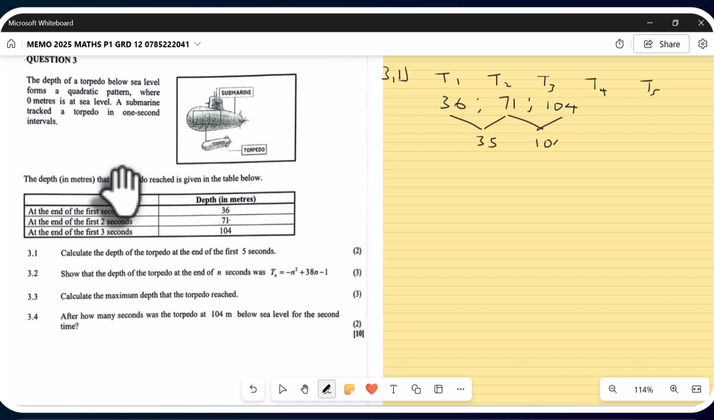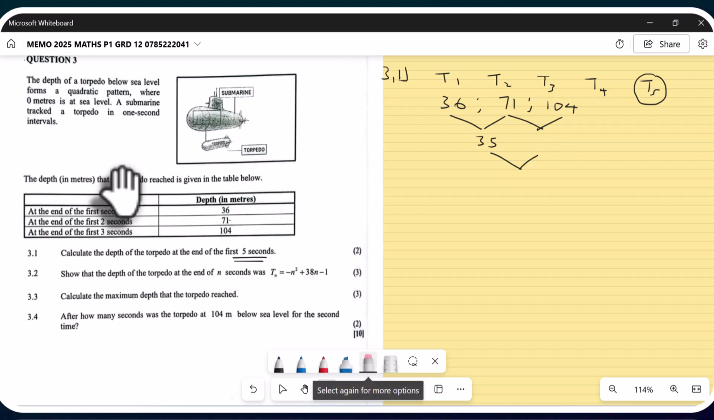And being quadratic, we need to find a second constant difference, because they say calculate the depth of the torpedo at the end of the 5 seconds. So I'm looking for this T5. Now, I beg your pardon here. If I say 104 minus 71, what do I get? I'm getting 33. And then now 33 minus 35 is -2.